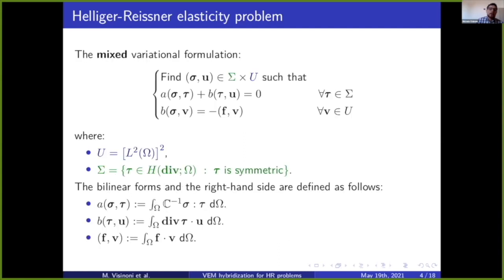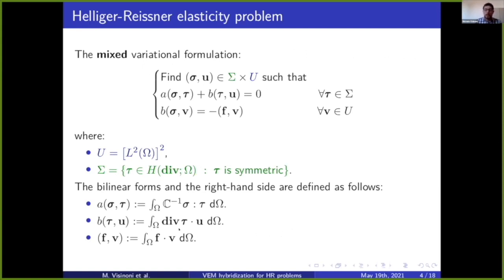So the variational formulation of our problem is the following. This is a mixed formulation, where capital U is the space of the displacement and capital Sigma is the space of the stress, which is the space of symmetric tensors such that they are in H(div). For the bilinear forms A and B, and the right-hand side, here below we have their definitions. So this is the problem.